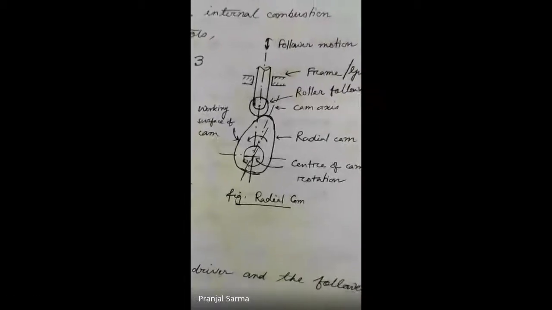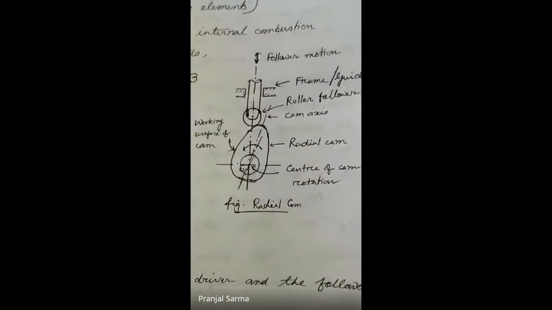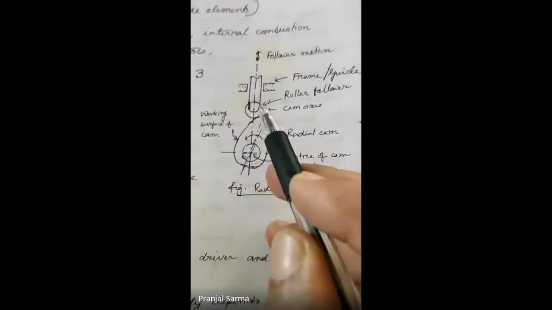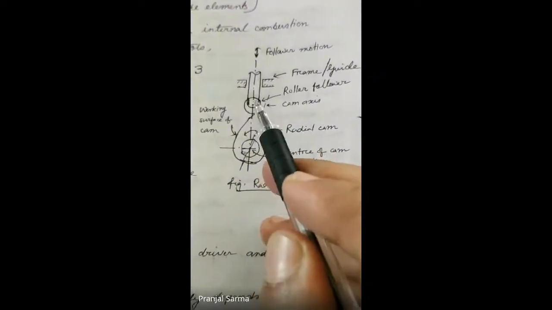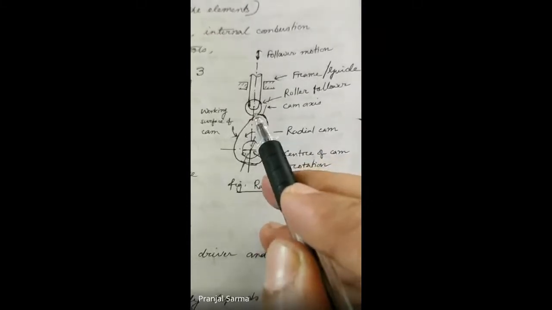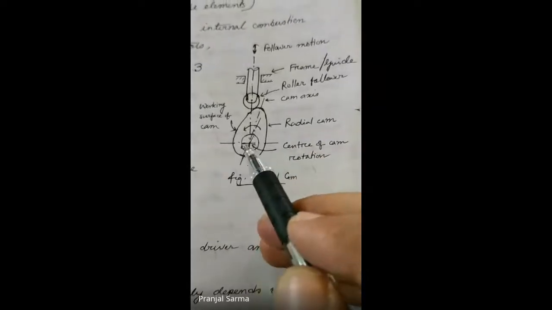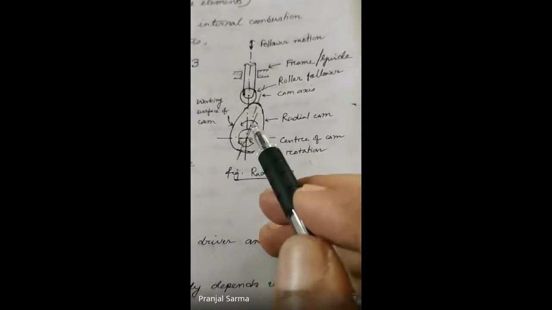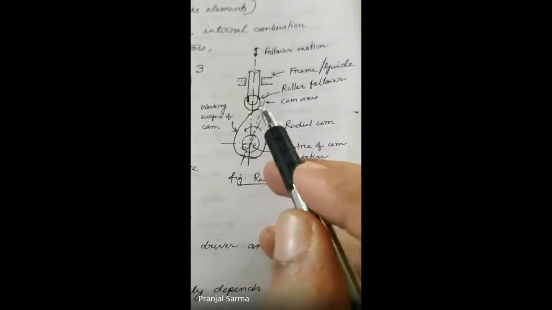Okay. So what I have shown here is a radial cam. There you can see we have shown a cam, and here we are showing a roller follower. Yesterday, whatever we showed, a pointed one like this, we call that a knife edge follower. This is the center of rotation of this particular cam. That means the cam is rotating about this center, and the contact of this follower with the cam is a constant contact, and we are providing a guide or frame to it.